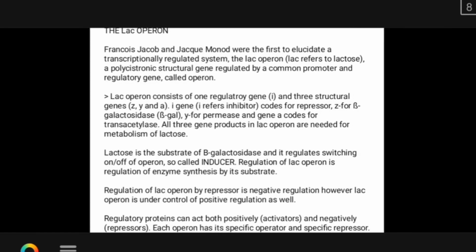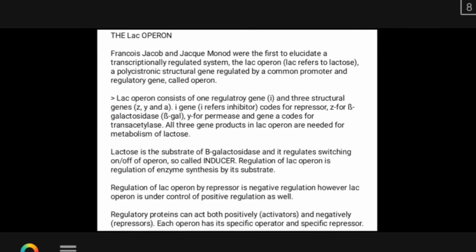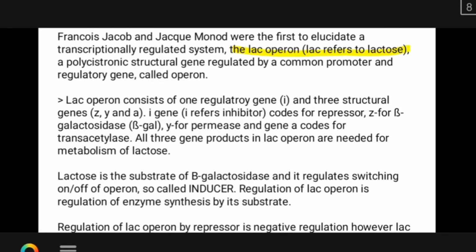Lac operon. Francis Jacob and Jacques Monod were the first to elucidate a transcriptionally regulated system, the Lac operon. Lac refers to lactose. Lactose is a sugar. It is a disaccharide. A polycistronic structural gene, that means which is found in prokaryotes or bacteria, is regulated by a common promoter and a regulatory gene, and it's called an operon. The Lac operon consists of a regulatory gene, then three structural genes, Lac Z, Lac Y, Lac A.